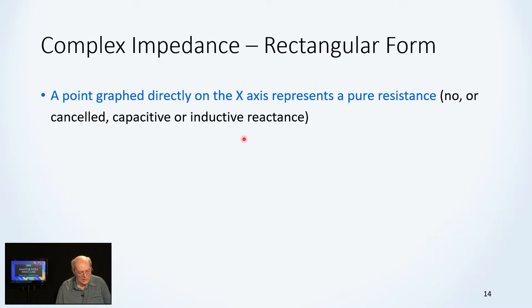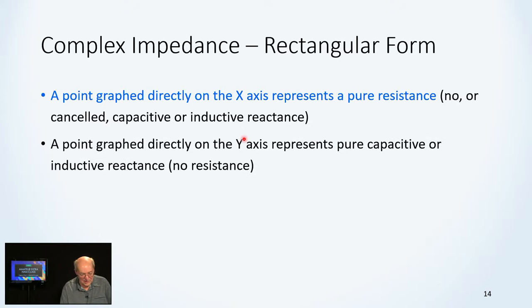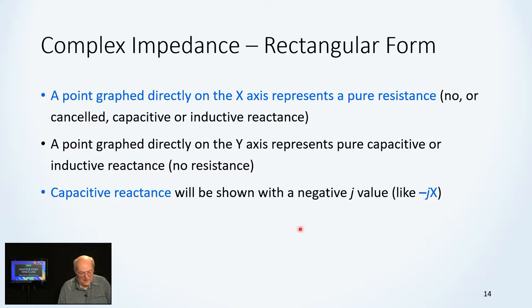Now there's lots of pool questions on complex and polar, so that's why we're covering it here in sometimes painful detail, but hopefully it'll help you absorb it. A point graphed directly on the y-axis represents pure capacitance or inductive reactance, no resistance. There's not a pool question related to that. Capacitive reactance will be shown with a negative value. There is a pool question that gives us negative Jx and asks us what that means.